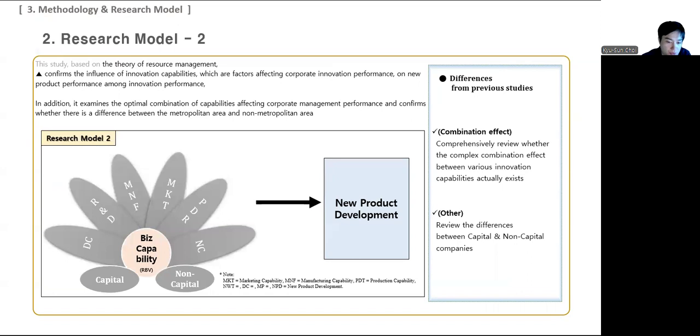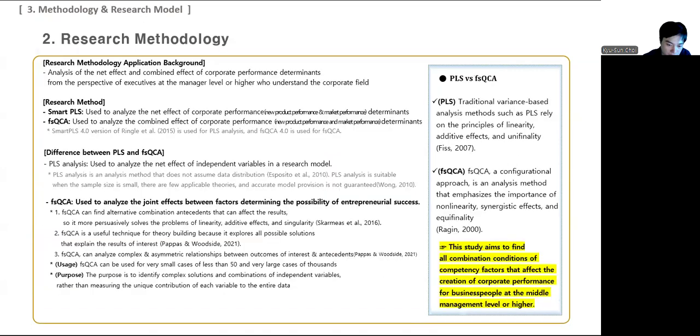And the second research model is like this. And in here, I'm aiming to see if there are any differences between companies in capital and non-capital regions. In a way that I try to figure out the best combination of these capabilities, and that might be different for each region.